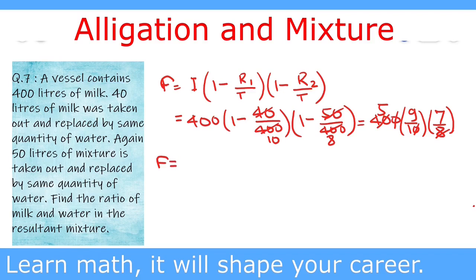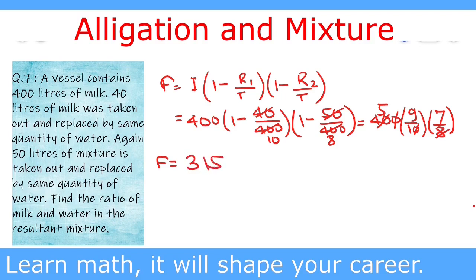multiplied by 5. And for 63, we know the short trick of multiplication by 5. So 63 multiplied by 5 is half of 63, which is 31.5, multiplied by 10 is 315. So the final quantity of milk is 315 liters.